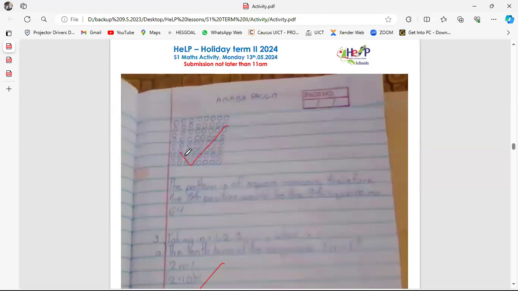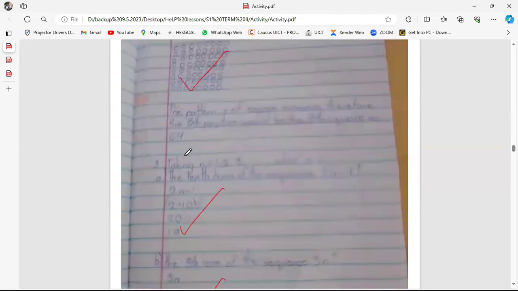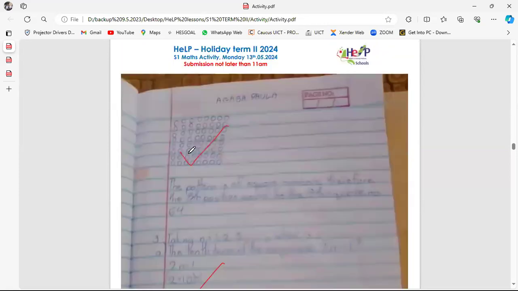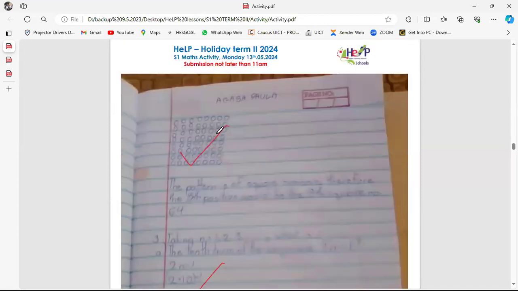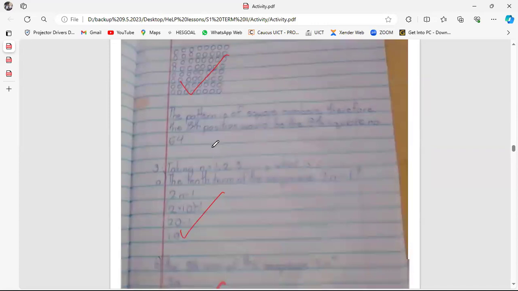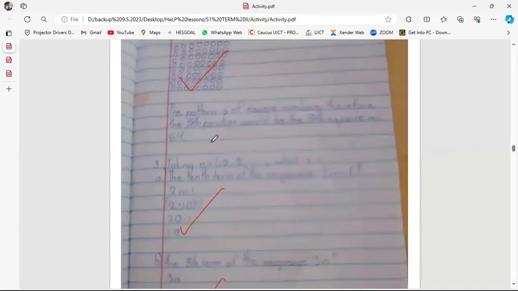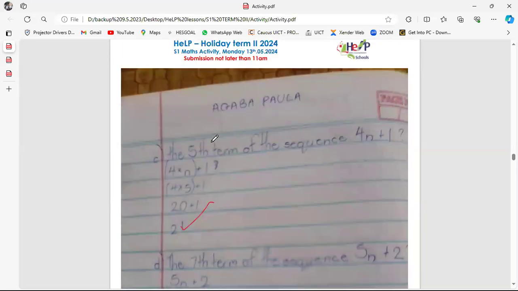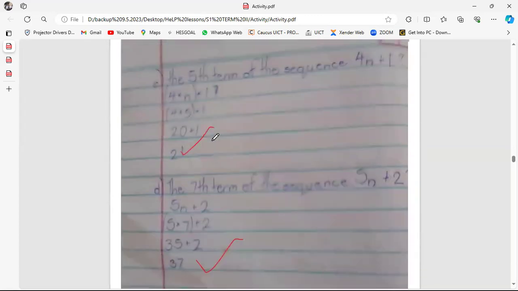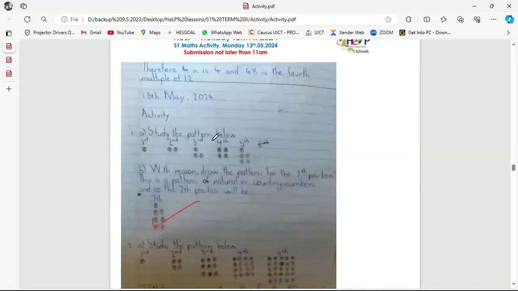Then we had Agava Paula, even when the camera was a bit faint. Now Agava Paula, make sure you focus your camera when you're taking a photo. Make sure it is visible. Much as I would be able to read it, maybe some people would not. So work on your camera skills, take the picture so well. But otherwise, your work was good.